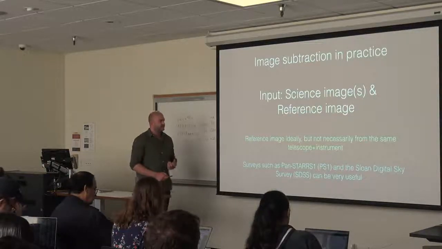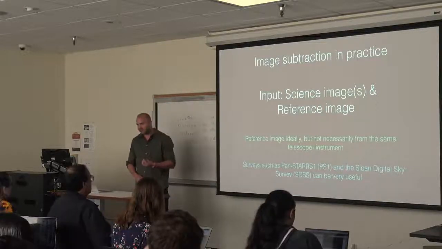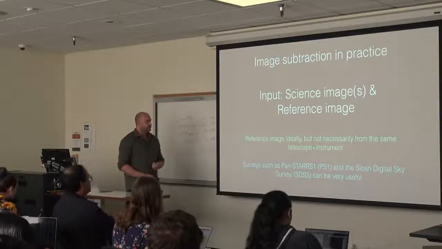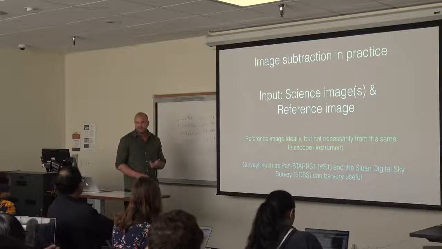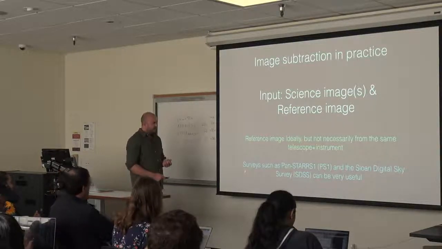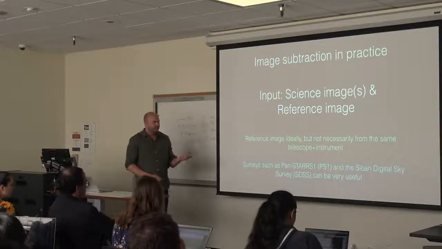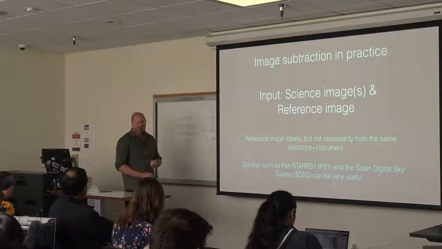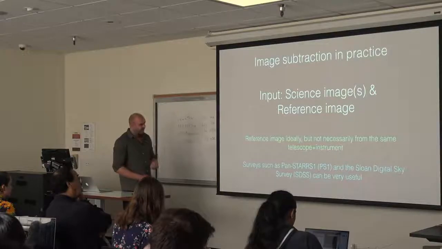It's quite possible to use a reference image from some other telescope. As long as the filters are close enough, it's going to work. Or it will at least work much better than photometry. Right. So this is where surveys like PanSTARRS, DSS, Dark Energy Survey, all these things can be very useful. You can grab their images and use them as references. Okay.